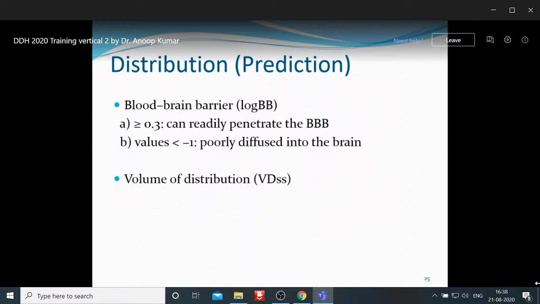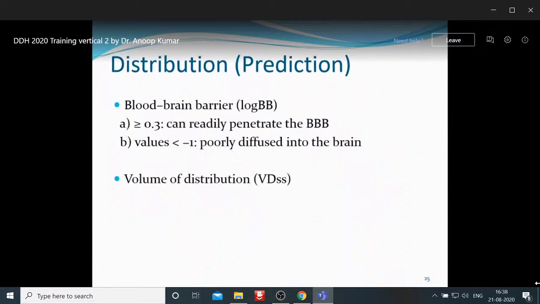Volume of distribution, as I told in my previous lectures also, tells us where in the body the drug is located. According to the volume of distribution, if it's around 4 liters, you will get to know the drug is only in the plasma. If you are getting a much higher value of volume of distribution, around 40 liters, 42 liters, you can understand the molecule is inside the cells, intracellular. So by predicting the volume of distribution, we will get to know where in the body the drug is located.